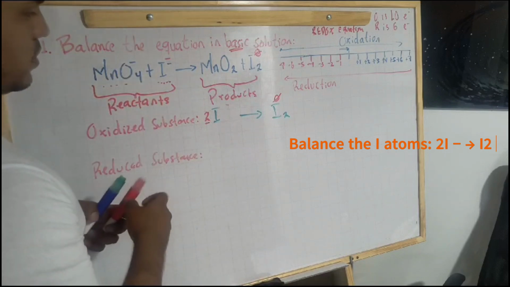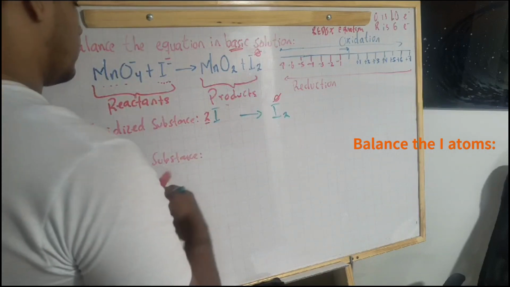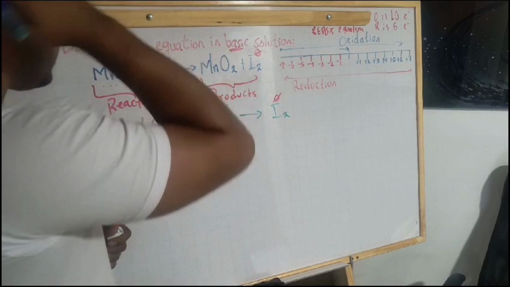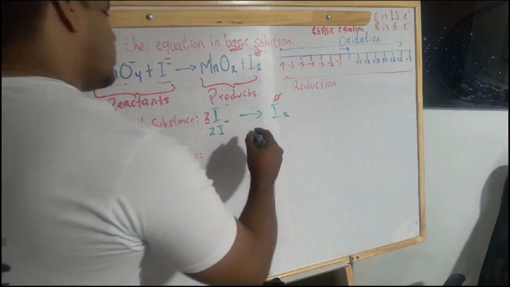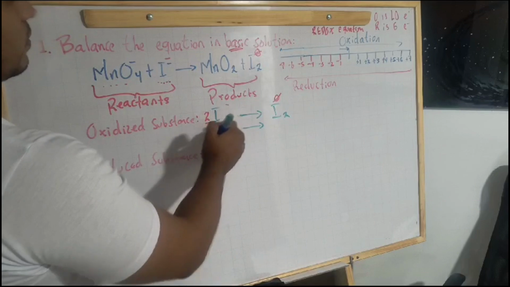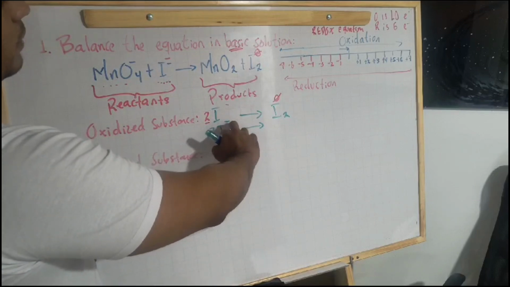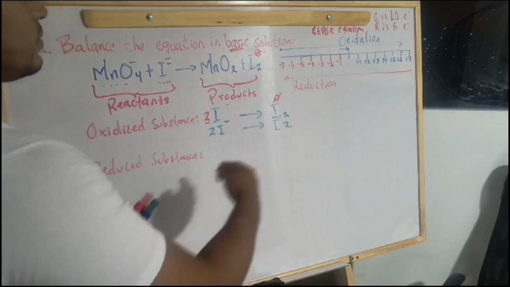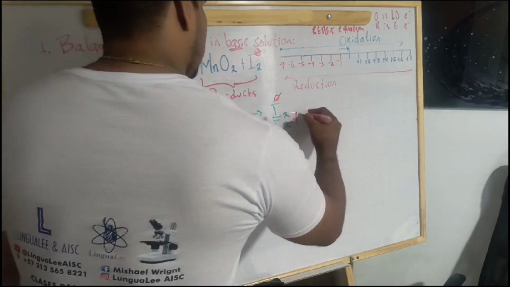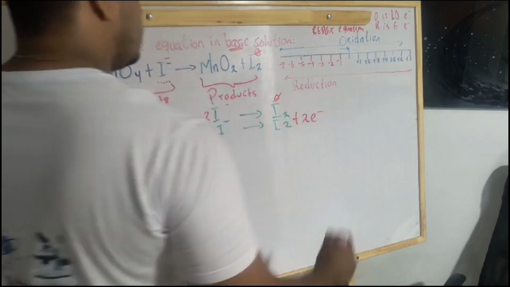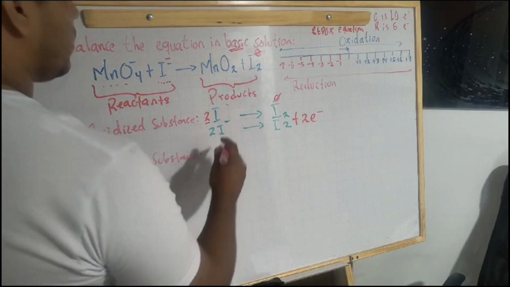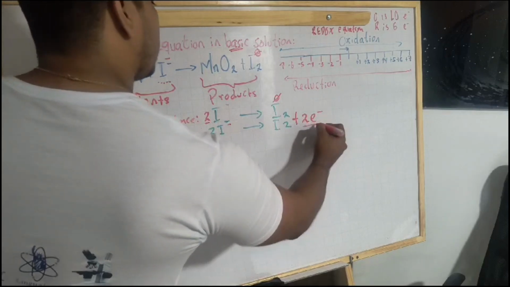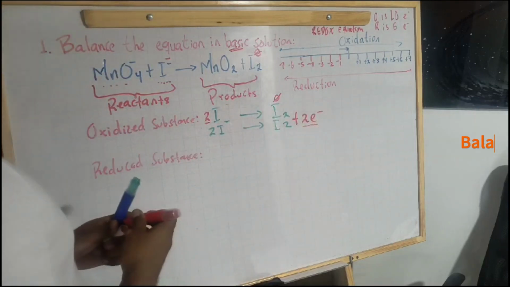Now I will balance the charges. In this case, I'm going to write 2. And as I have one negative charge here, it's going to be 2 times minus 1, minus 2 charges. So the question is, how many electrons do I need to add on the other side? On the other side, I will write 2 electrons to balance my equation, because here you have 2 negative charges, and I have to write 2 electrons on the other side.